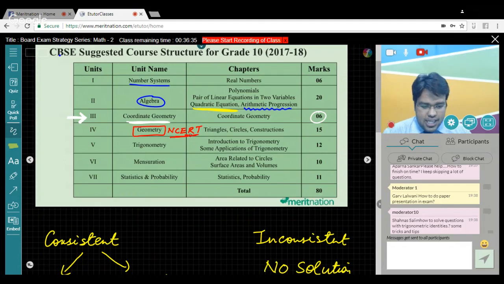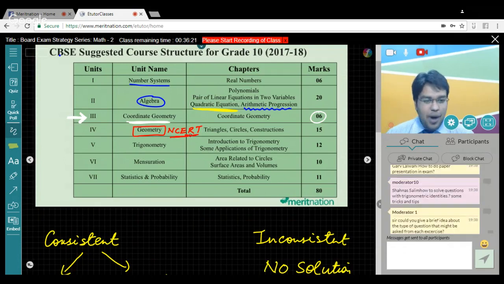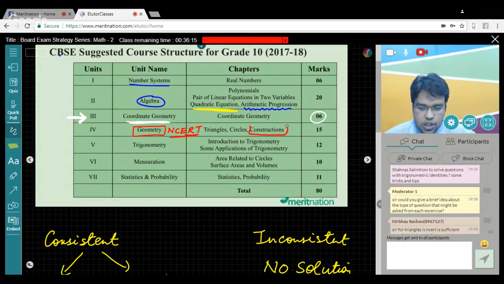How to do paper presentation, I'll come to that in a while. Garv Lalwani, please be patient. How to solve questions with trigonometric identities: yes, I'll come to trigonometry. Shahnaz, give me 5 minutes. I'll come to trigonometry as well. I'll give my personal tips. For trigonometry, guys, wait, we have constructions as well.